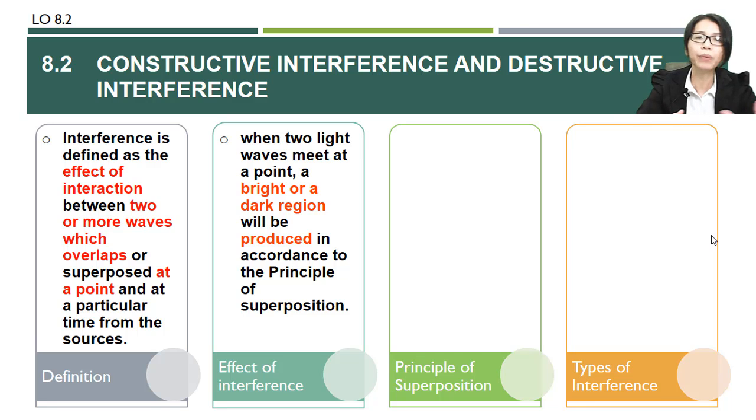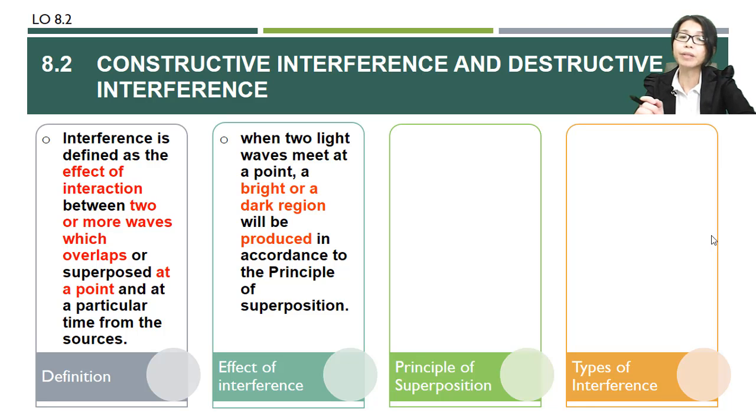So guys, what happens when we have interference of light? When two light waves meet at a point, a bright or dark region will be produced in accordance to the principle of superposition. So when interference occurs, we might observe either a bright or a dark region.